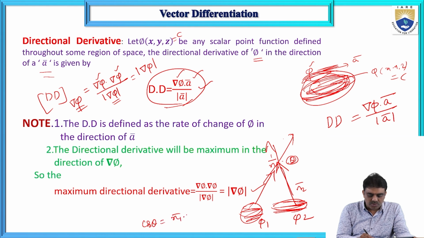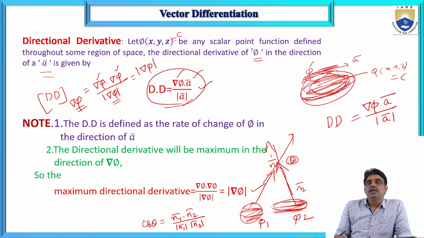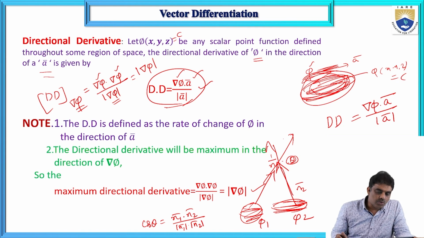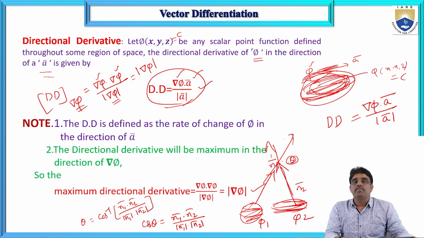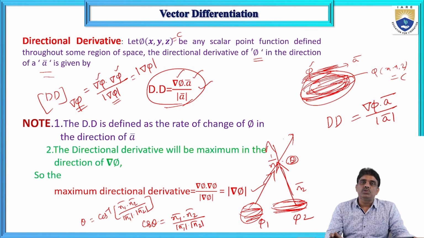Cos theta is equal to n1 bar dot n2 bar by magnitude of n1 bar into magnitude of n2 bar. This is the formula to find the theta value. Theta is the angle between the two surfaces. n1 bar is the first normal vector, n2 bar is the second normal vector. On taking magnitudes, the product will be the denominator, and theta is equal to cos inverse of n1 bar dot n2 bar by magnitude of n1 bar into magnitude of n2 bar. So that is the formula to find the angle between any two surfaces.